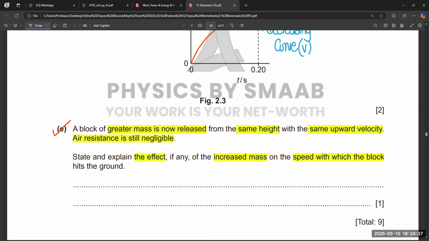Basically, if we increase the mass and there is no air resistance, let's suppose in space, if we drop a heavy object and a light object, all objects fall at the same rate because there is no air resistance. Air resistance will not affect the motion of any body and all objects fall at the same rate. In the same way, in this question, if we increase the mass of the body, the speed is independent of mass. So there will be no change in the speed at which it hits the ground.